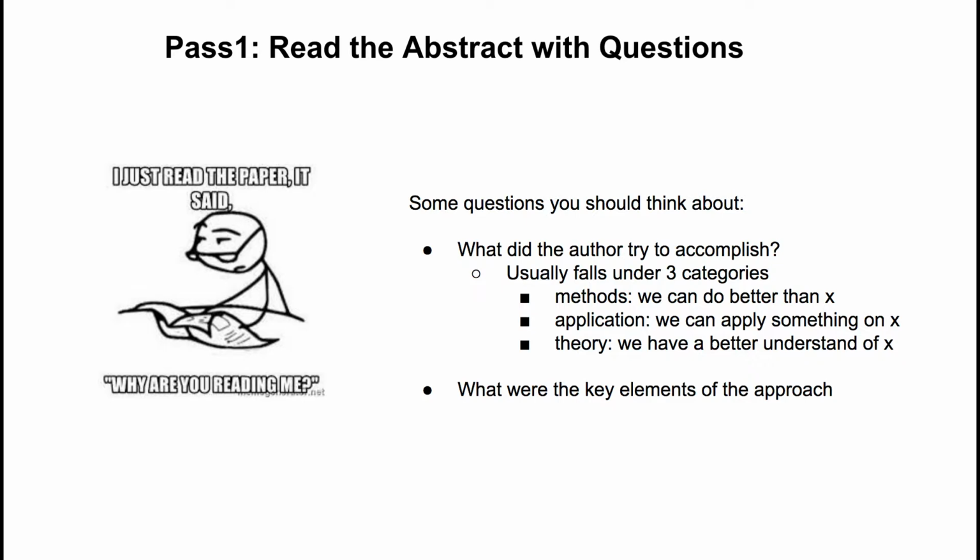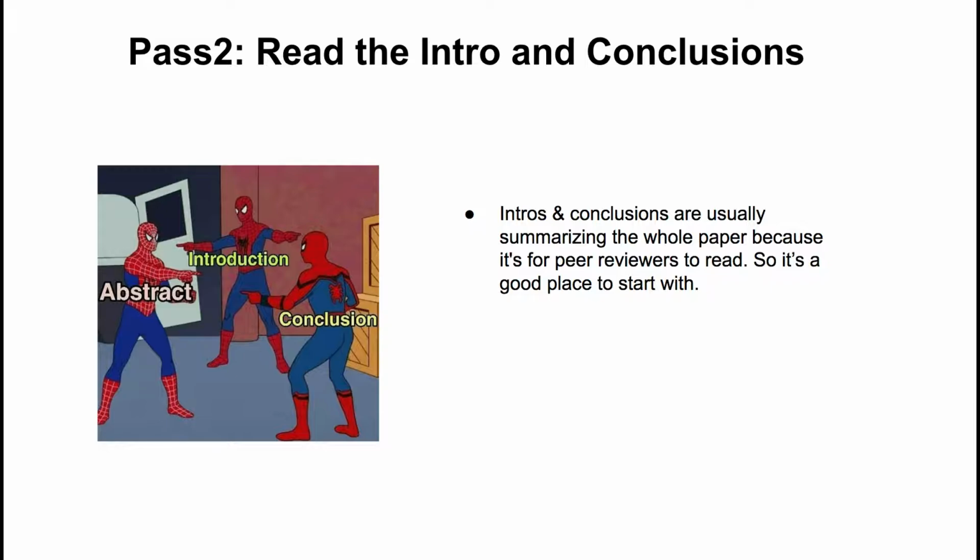Pass number one, read the abstract with questions. A lot of times in the abstract section, the author will actually answer questions like what the author is trying to achieve, what the proposed methods are, and what problem the author is trying to solve. So have those questions in mind when you read the abstract, then you will have a pretty good understanding of what the paper is about, and that will set you up for the second pass.